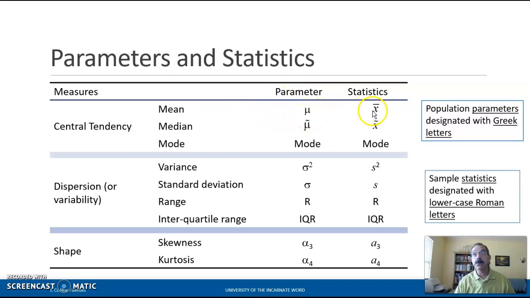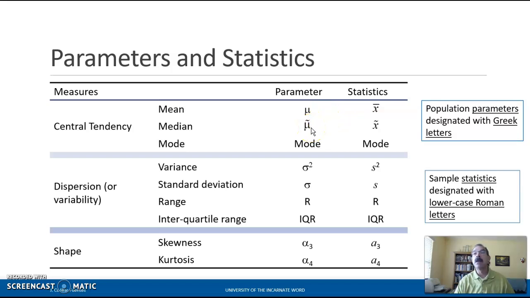However, if you write X bar, that means you're talking about the sample mean. If you use mu tilde, then that means that you are referring to the median of the population. If you use X tilde, that means that you are referring to the median of the sample. And this is very important because from now on, we're going to be making this distinction.